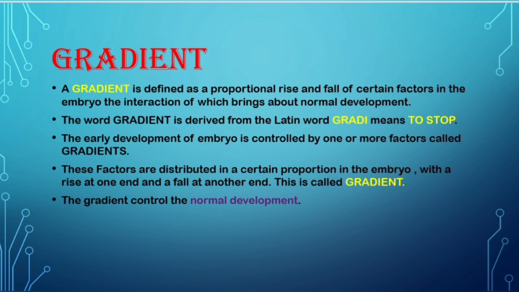The word gradient is derived from the Latin word gradi, meaning to step. The early development of the embryo is controlled by one or more factors called gradients. These factors are distributed in a certain proportion in the embryo, with their rise at one end and fall at another end. This is called gradient. The gradient controls the normal development.